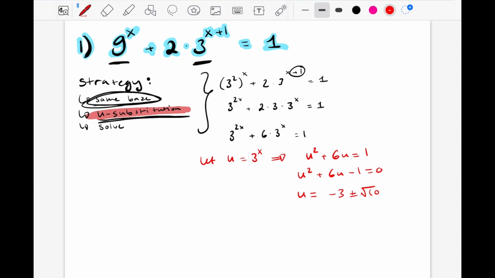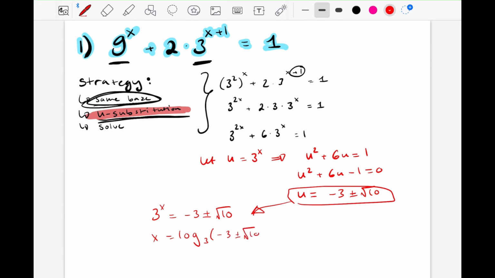However, because we're working with logarithms, you do not forget to go back to the fact that you're finding x and not u. Now we can use this to find our x value. So we know that 3 to the power of x is equal to -3 plus or minus the square root of 10. And what we can derive from that is that x is equal to the logarithm base 3 of -3 plus or minus root 10.